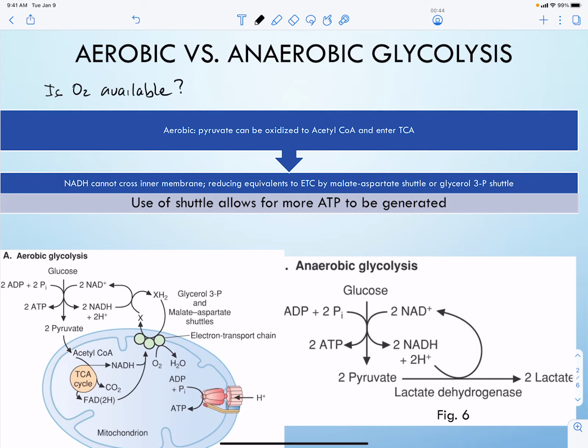If oxygen is available, you will have aerobic respiration that follows. If it is not available, you will have anaerobic respiration that follows. In the case of aerobic, pyruvate will be oxidized to something called acetyl-CoA and enter the TCA cycle. NADH that was generated during glycolysis is not able to itself be transmitted across the membrane. However, it can pass its electrons to intermediates that can then be shuttled into the mitochondria so that oxygen can be the final electron acceptor.